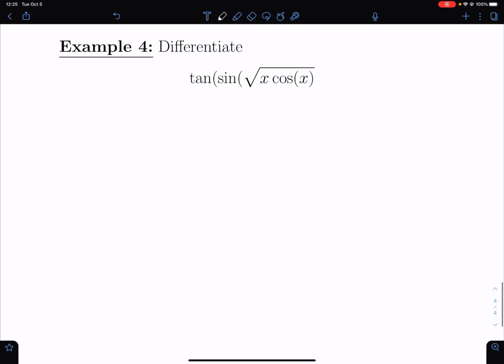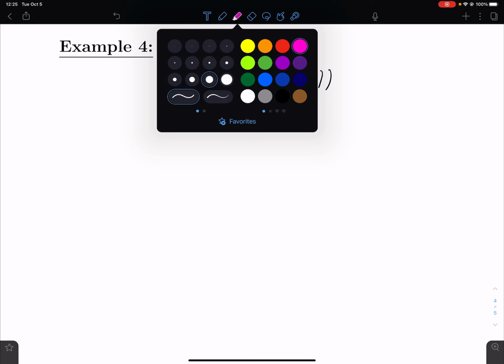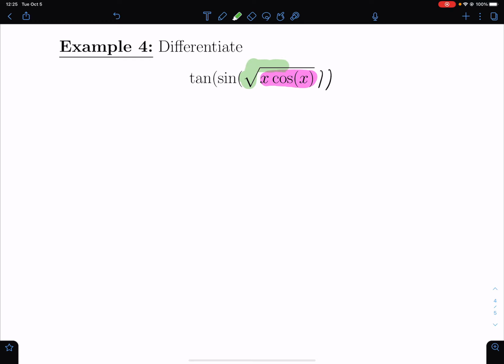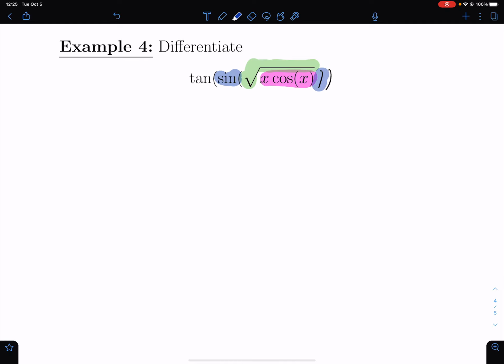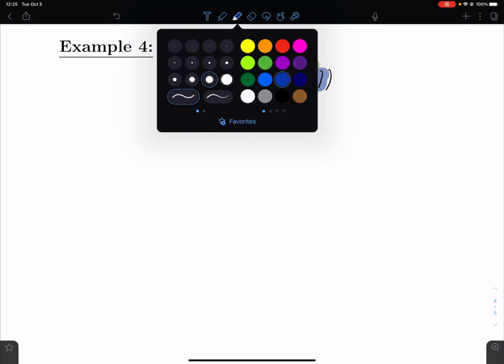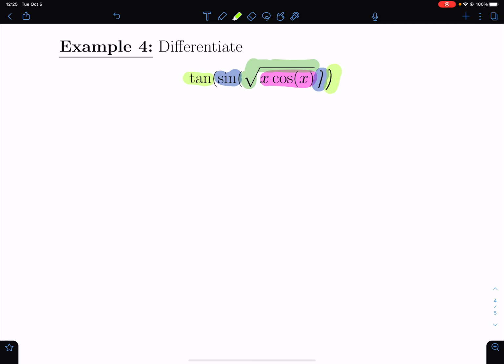Fourth example. Oh, there I go, not closing parentheses again. Okay, so what's my innermost function? My innermost function is x cosine of x. Second would be square root. Third is sine. And fourth is tangent. Okay, so x cosine x, square root of blank, sine of blank, and tangent of blank.